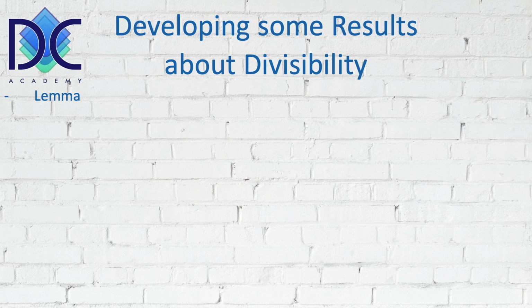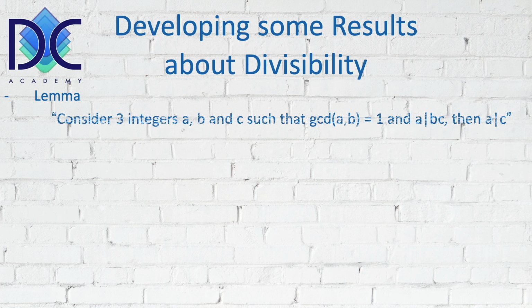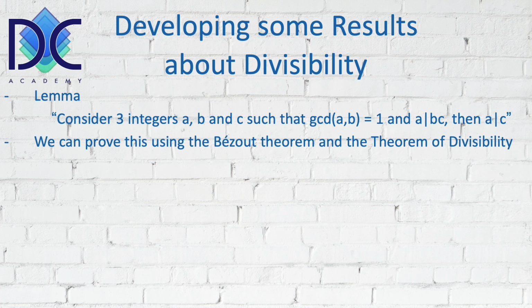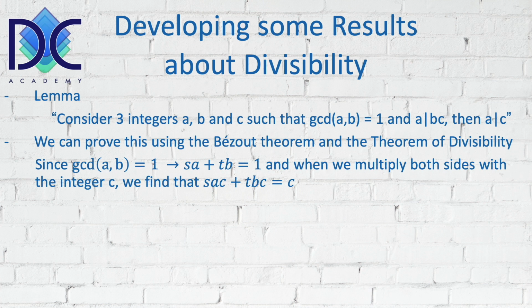Now we can do some more things. We have to complete some other properties like this new lemma. So when we have three integers a, b, and c, such that the greatest common divisor of a and b is 1, and a divides bc, that also means that a divides c. We can prove this using both the Bézout theorem and the theorem of divisibility.